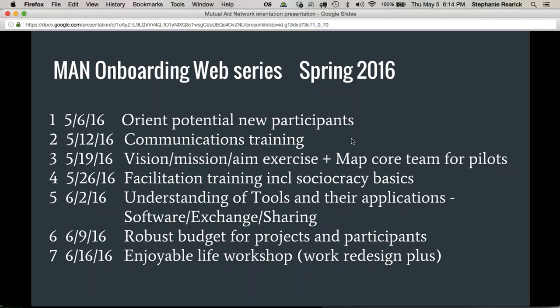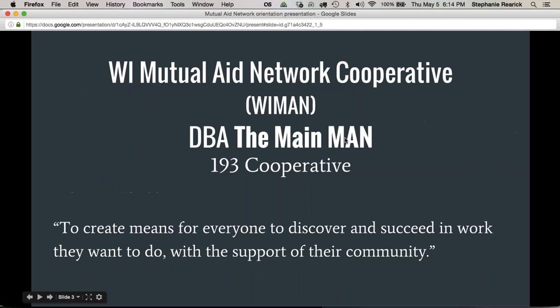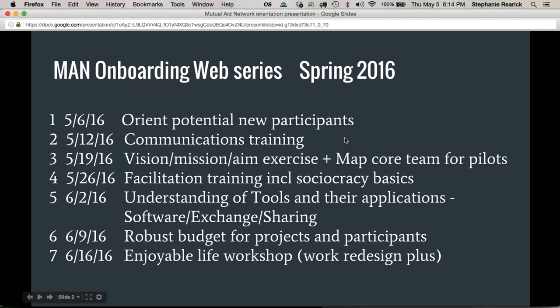Next week, we are going to do some communications training, just about how we talk about our goals with mutual aid networks. So you could be talking with people who might be part of your core team and helping to share the vision. Vision, mission, and aim exercise and mapping a core team will be the next week. Following is facilitation training, including basics about sociocracy.